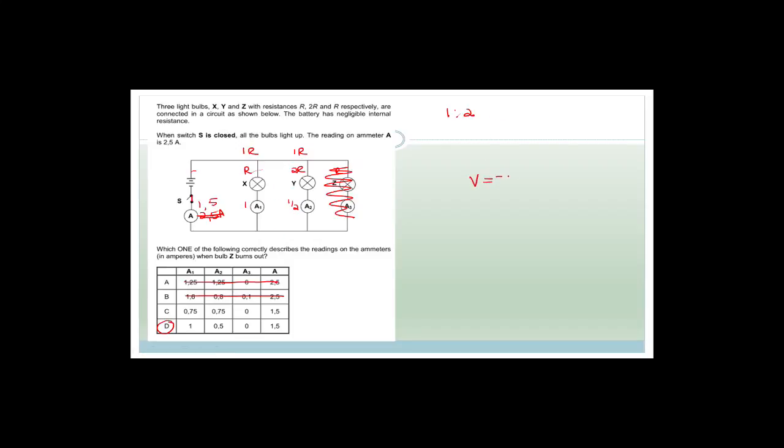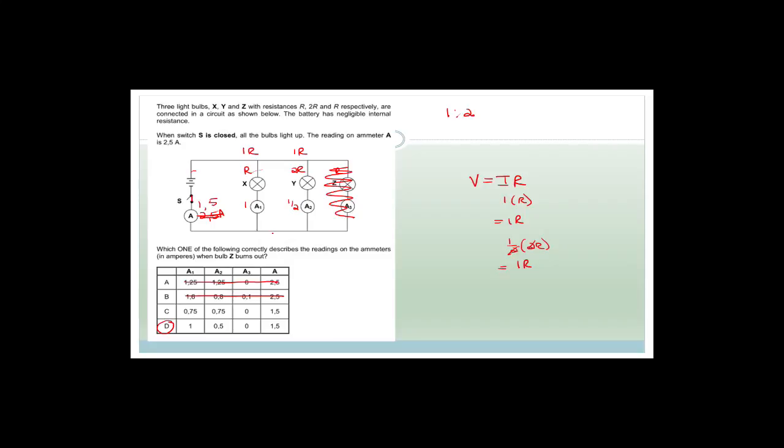Because V is equal to IR, and V in parallel resistors is always equal. So if I let this be 1, and this resistance was R, I would get 1 multiplied by R, which is 1R. So the voltage across this lot would be 1R. Then you've got this one. The current is a half if we choose this one. A half times 2R, the half cancels with the 2 and what you're left with is 1R. So therefore the voltage will be the same again. So the answer has to be D.